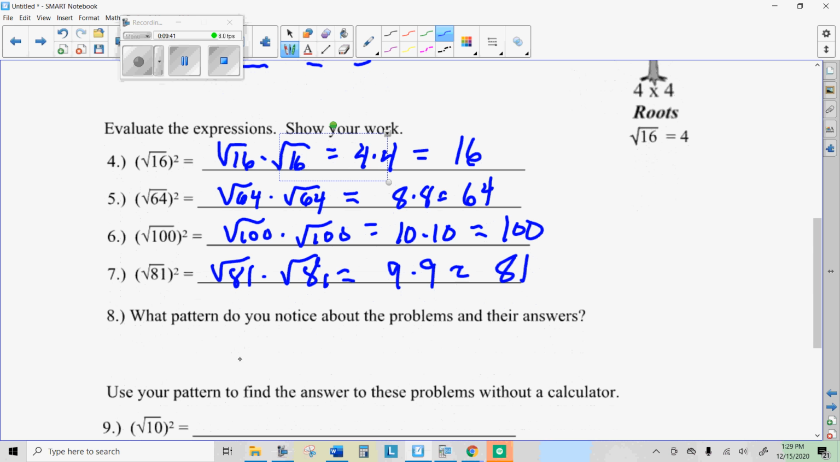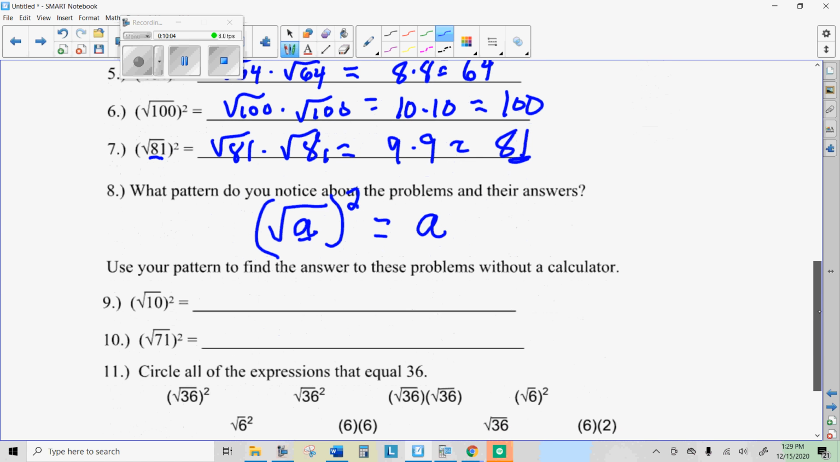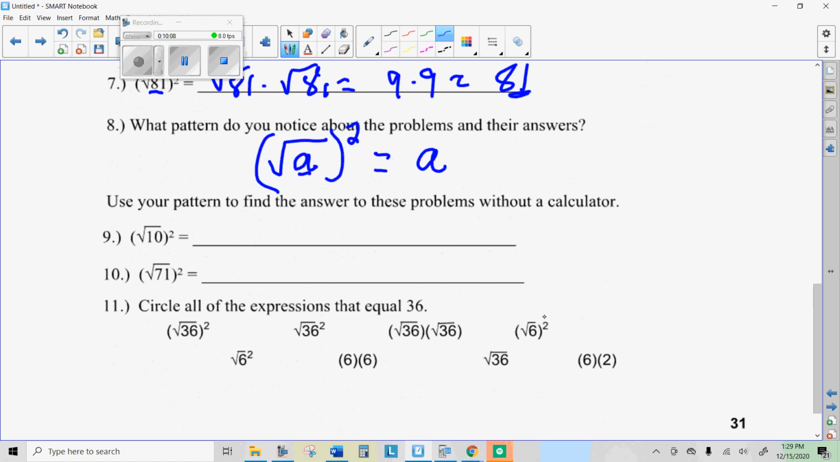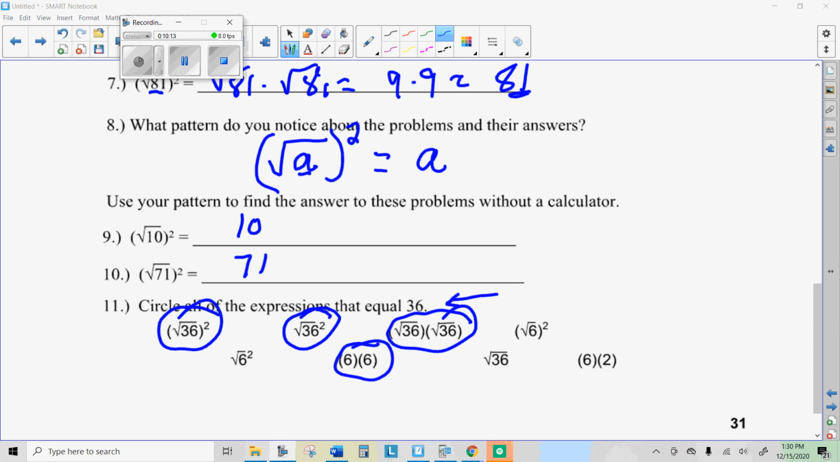All right, so what did you notice about your answers? Answer it this way. Let's say we want to take the square root of some number and then square it. What will that equal? You should notice that whatever we had the square root of in your answer is the answer. So the square root of a squared is a. So see if you can do these without a calculator. And then circle all these expressions that you think equal 36. Here's what I came up with.